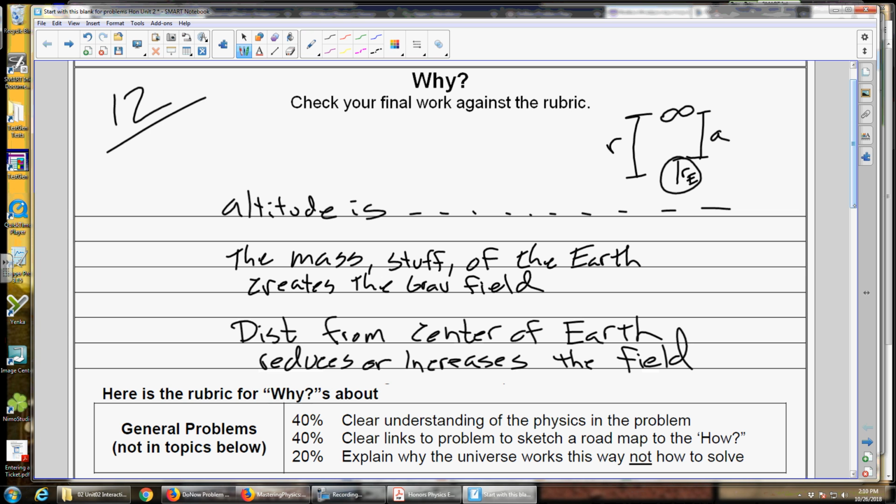Clear understanding of the physics in the problem. I think I clearly understand that the mass and how far I am from the center is going to affect the gravitational field, because that's the physics here. Yeah?